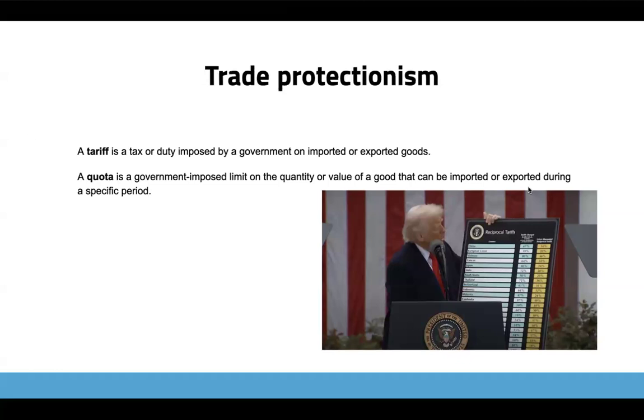And let's also talk about something that's been happening in the recent days. We know that Trump has introduced reciprocal tariffs and just generally tariffs. And we have to understand what a tariff is first. A tariff is a tax or a duty imposed by the government on imported or exported goods.